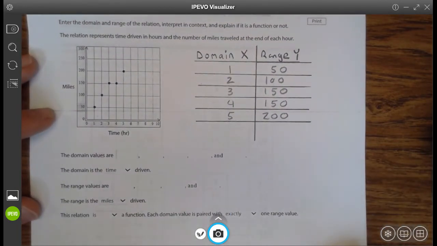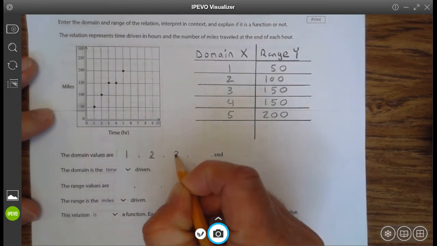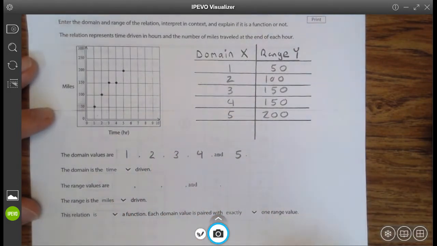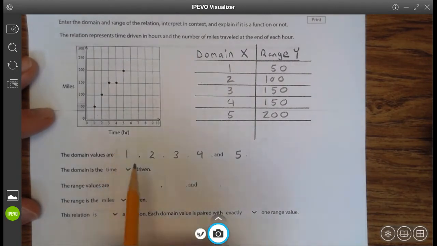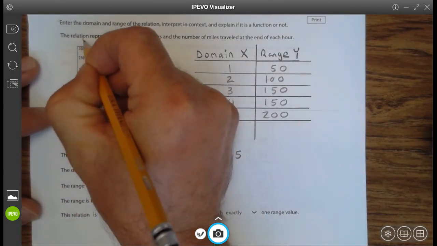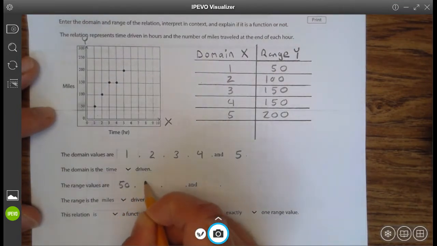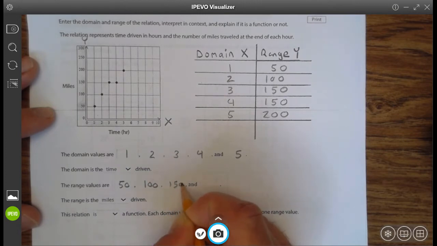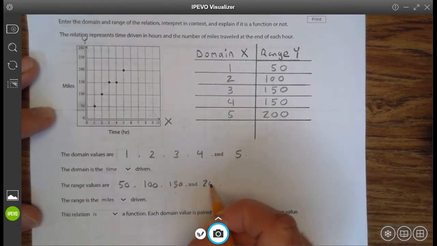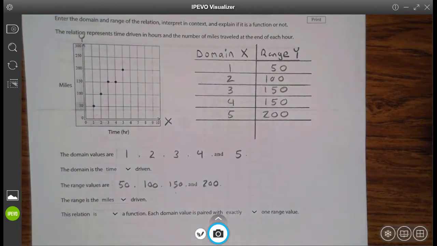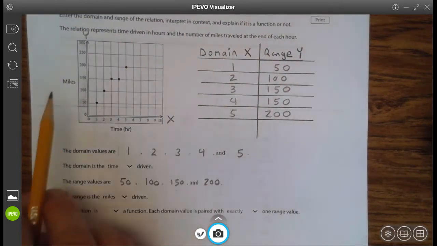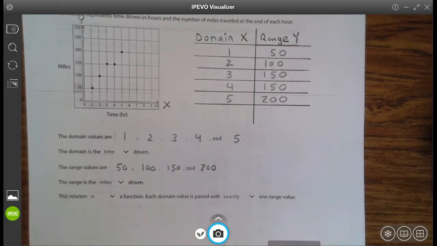All right. Now the domain values are 1, 2, 3, 4, and 5. The domain is time, because remember, domain is x, range is y. The range values are 50, 100, 150, and you only have to write 150 once, and then 200. The range is miles driven. The relation is a function. Each domain value is paired with exactly one range value. All right, go and finish up example 6.